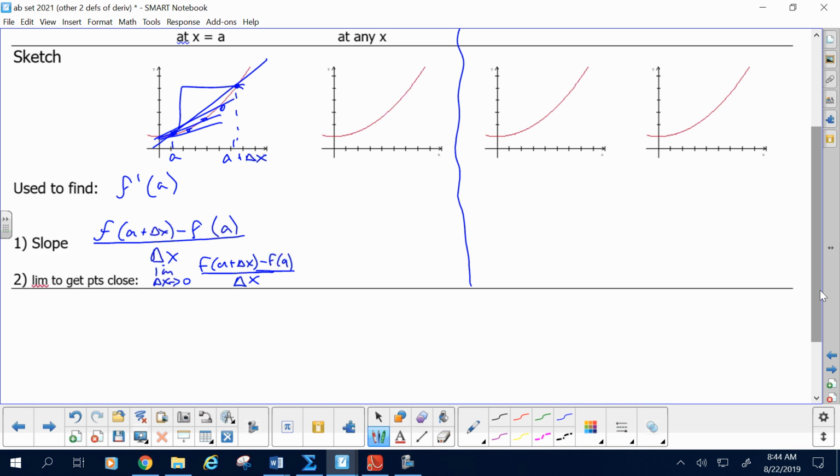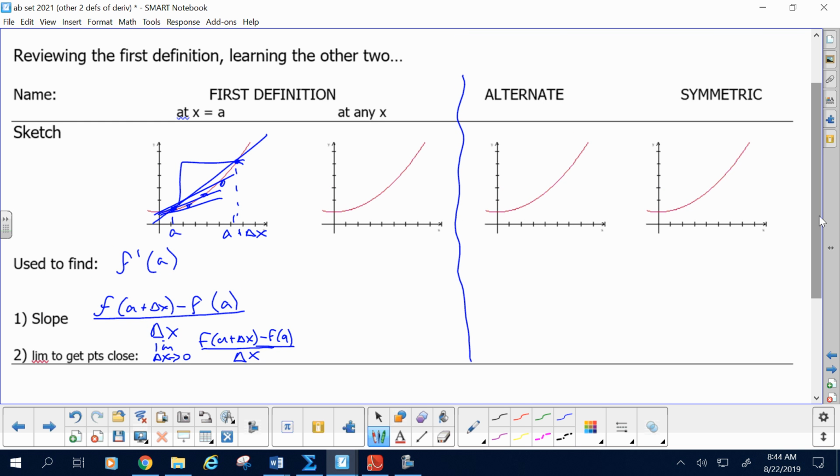Now, we also talked about yesterday how you could find, instead of the derivative at a certain point, the derivative at any old point on the curve, and get a rule for the slope at any point. That's f prime at any x. In that case, you still need to create a point a little off to the side, so x plus delta x, and draw the slope.